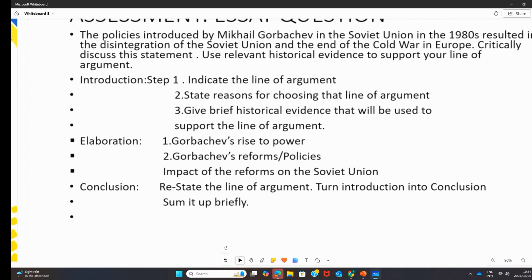When you are answering this essay, 1, indicate the line of argument. 2, state reasons for choosing this line of argument. 3, give brief historical evidence. Then you go to board. I want to emphasize the main points that are needed when you are writing an essay. 1, here, after introduction, I've already explained how the introduction should look like.